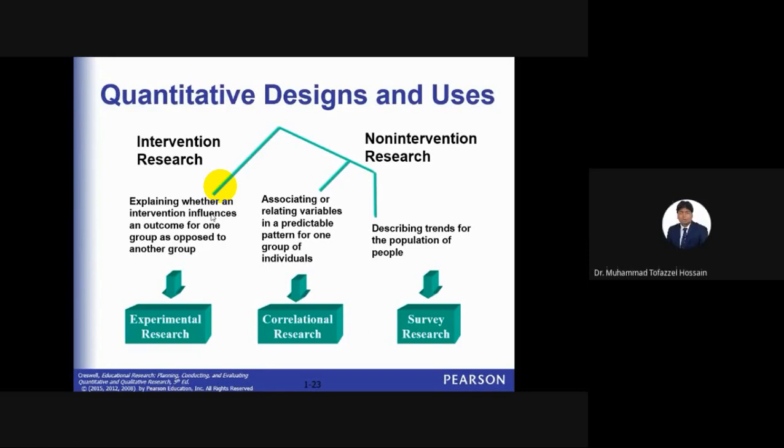Then, if you want to make any correlation, associating or relating variables in a predictable pattern for one group of individuals, for example, if the question is correlational research, the question may be: why are females better than males?